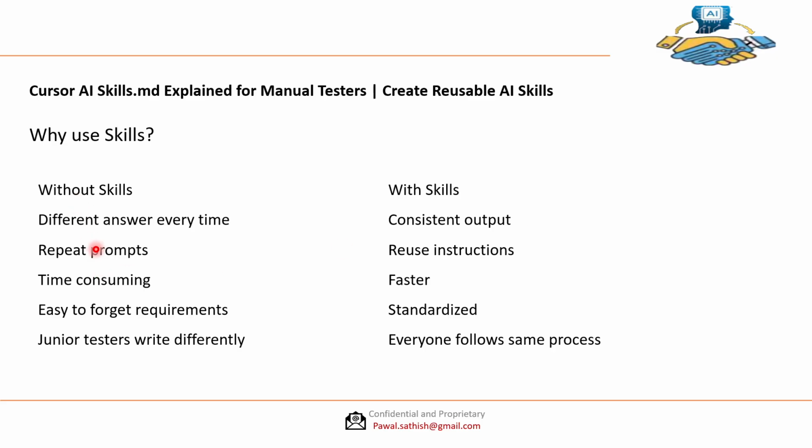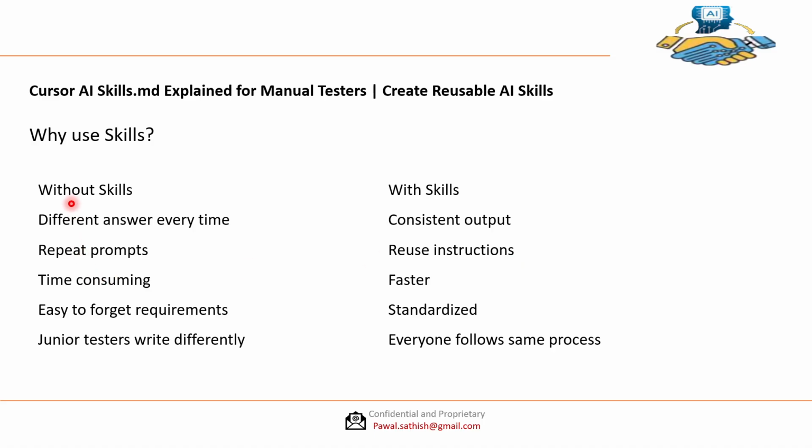Without skill, though we are using AI, every time we need to repeat the prompt. Here we'll reuse the instruction. We can modify the instruction, and we can add more rules into the instruction, so that with those rules our skills become more robust.